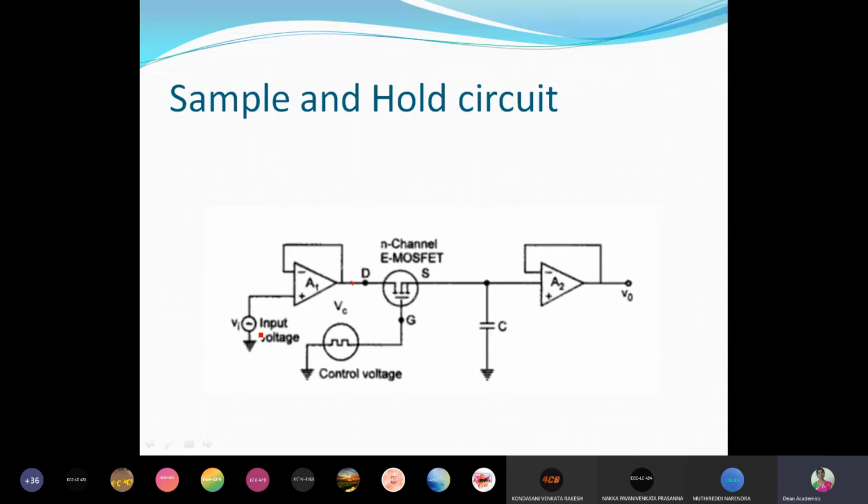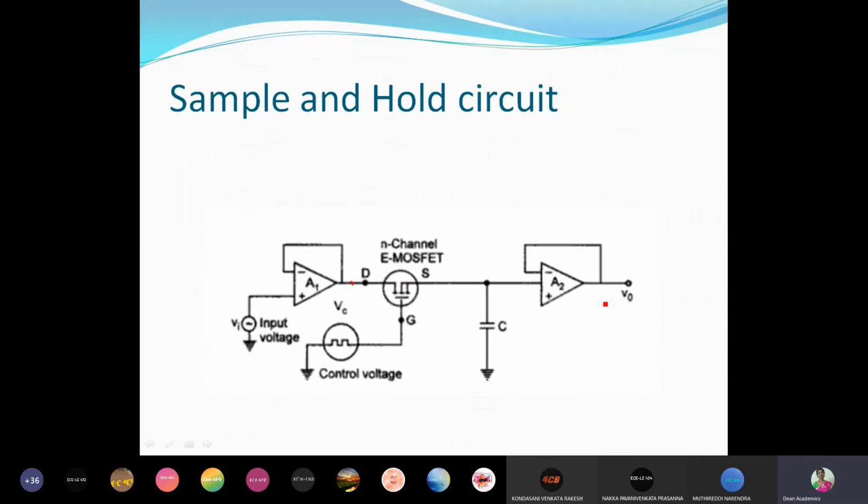So now your input, whatever you apply here, is reaching this point. After reaching this point, it is allowed to pass through this MOSFET. So this MOSFET acts as a switch, right? This MOSFET acts as a switch.